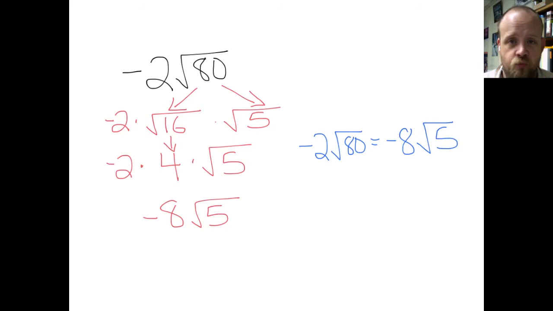Simplifying radicals is really simple. All you really have to be able to do is look at your perfect squares, think about your multiplication tables, and figure out how you can break products apart. How you're finding factors is what it really comes down to. And we're simplifying all the way down until we can't simplify what's underneath that radical anymore.